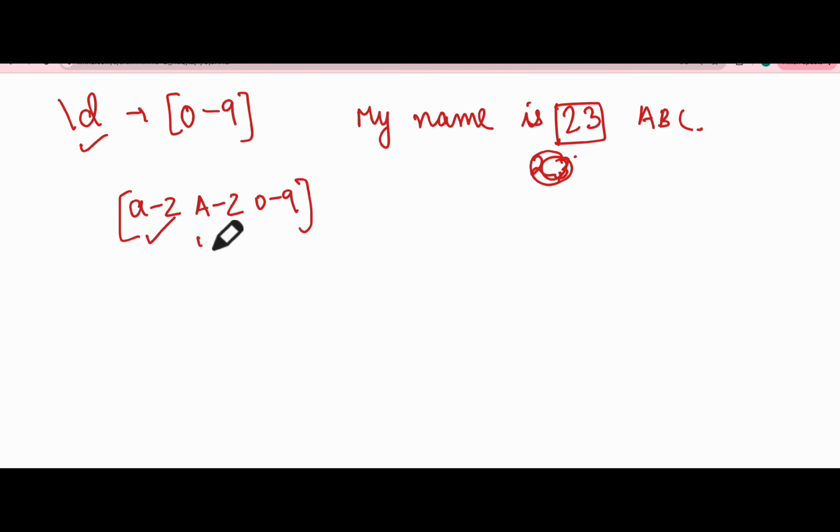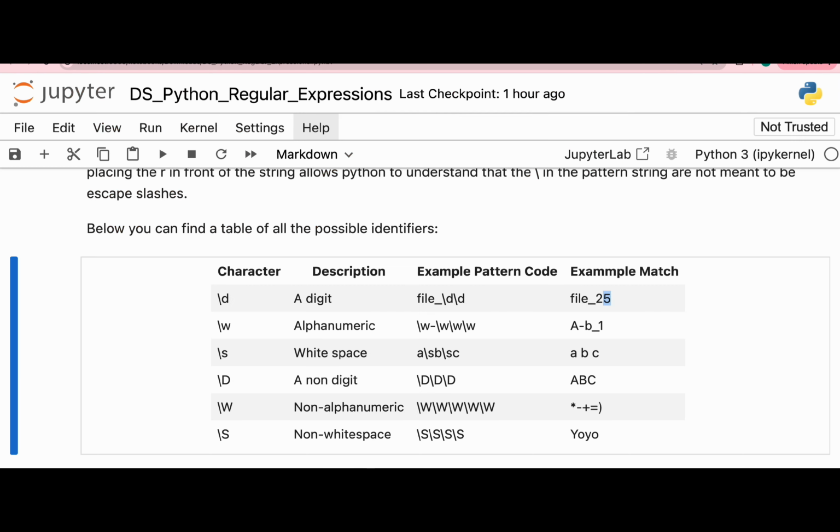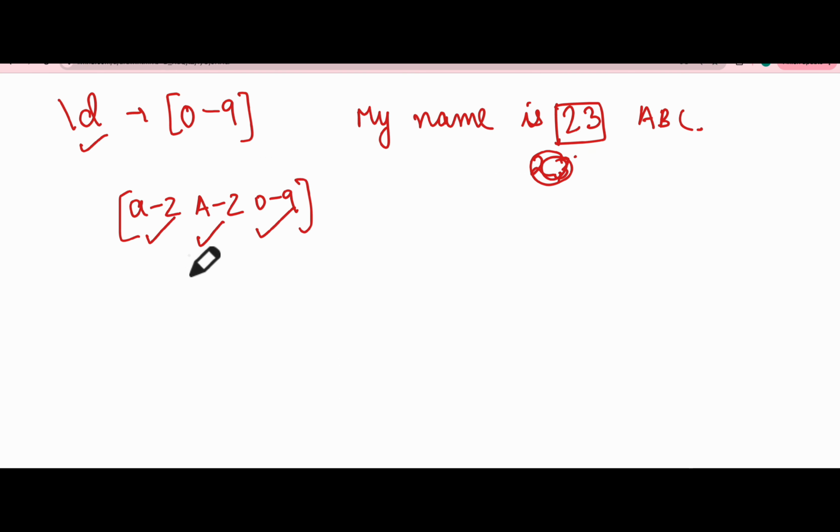So A to Z, capital A to Z, or 0 to 9. This is alphanumeric. So how do we write it? For example, we have to match A, B underscore 1. If I have to create a pattern for this, what will I write? This is alphanumeric, this is alphanumeric, this is alphanumeric. So what will be the pattern for this? It will be \w.